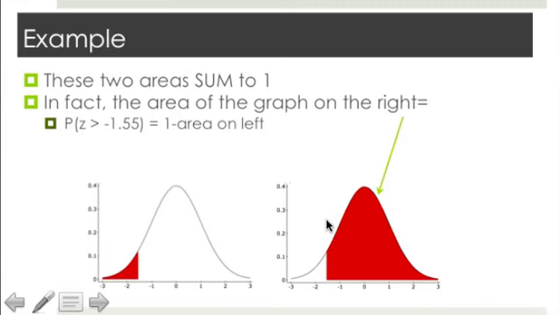So to do this computation, all I have to do is take the area that the table gives me, which is 0.0606, and subtract that from the whole area under the curve, and that's going to leave me with 0.9394. Roughly 93.94% of the values should be greater than that z-score, and that makes perfect sense given what we know about the symmetry of the curve. So that's a second example.